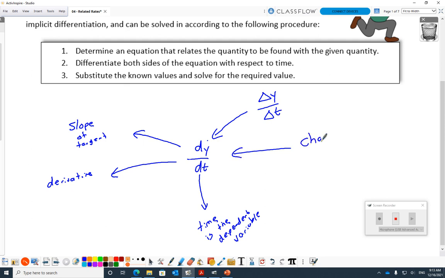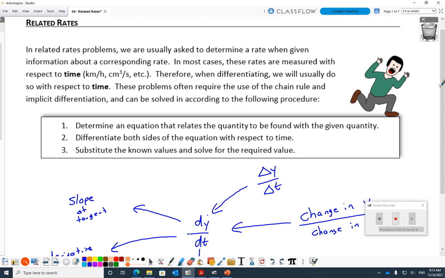Change in y over change in t. That's what that thing really means. That's the best explanation of all of them. It's how much y is changing with respect to t. So this explains why, if the question, okay, this is the best thing I'm going to say so far, if the question has something like this in it, kilometers per hour, that means take the derivative with respect to time.